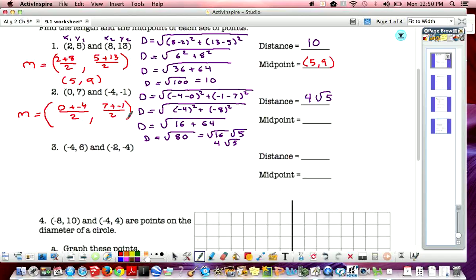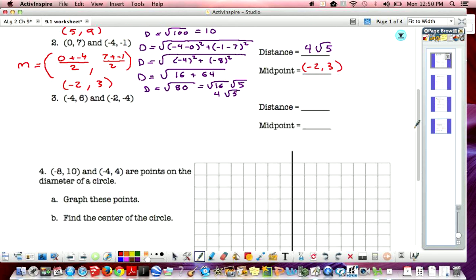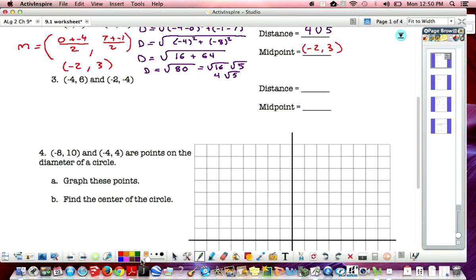So do the arithmetic. 0 plus negative 4 is negative 4. Negative 4 divided by 2 is negative 2. 7 plus negative 1 is 6. 6 divided by 2 is 3. So I get the point negative 2, 3. All right, number 3. Let's take a look at the distance formula first here.